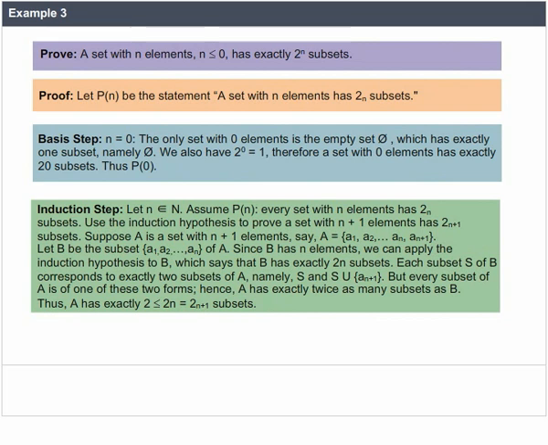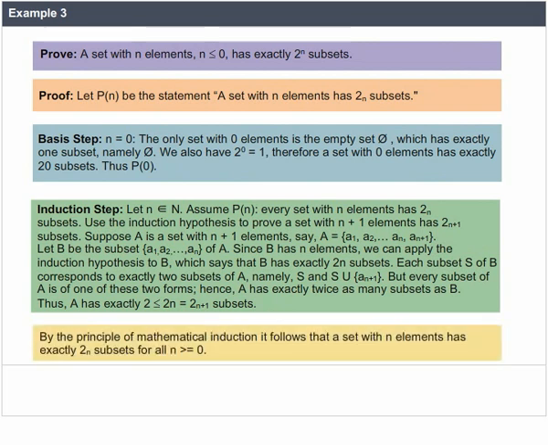Thus, A has exactly 2 times 2 to the n, which equals 2 to the n plus 1 subsets. By the principle of mathematical induction, it follows that a set with n elements has exactly 2 to the n subsets for all n greater than or equal to 0.